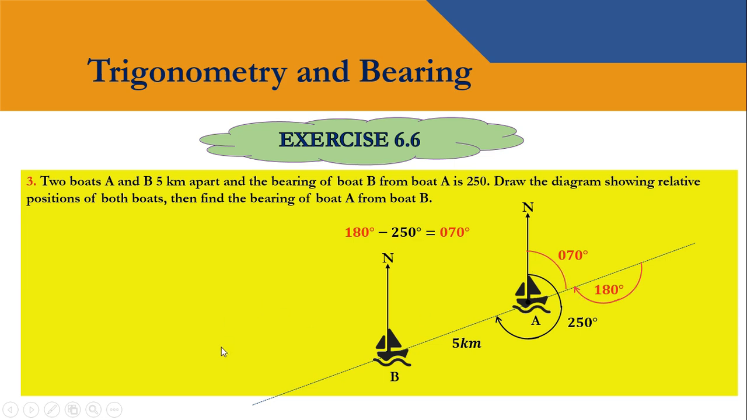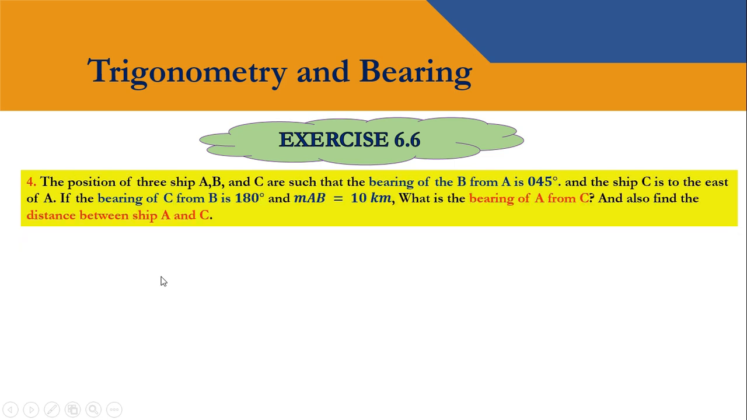Because we know that the corresponding angles of parallel lines are equal: if this north line is a parallel line, and this north line is also a parallel line, and this line is cutting both of the north lines, then the angle formed at this point and the angle formed at this point should be equal, because both of these angles are called corresponding angles. So that's why this angle is equal to 70 degrees. This is the bearing of A from B, 70 degrees, and this is the answer to this question. Now moving toward the fourth question.